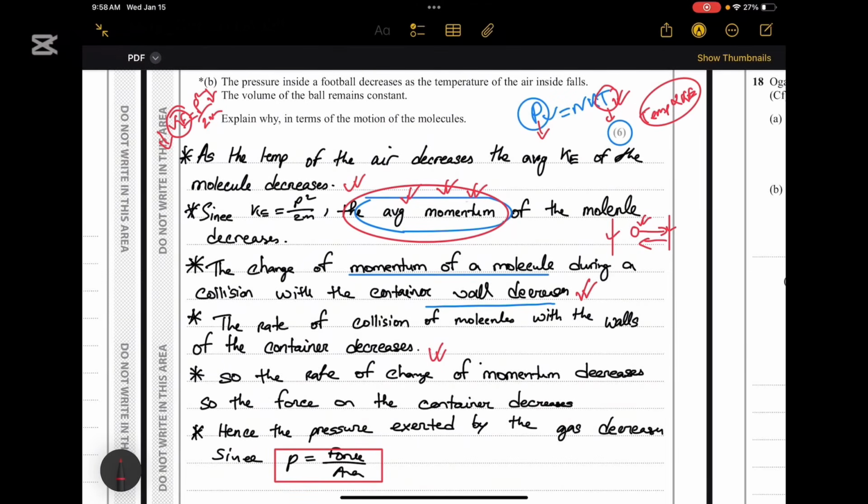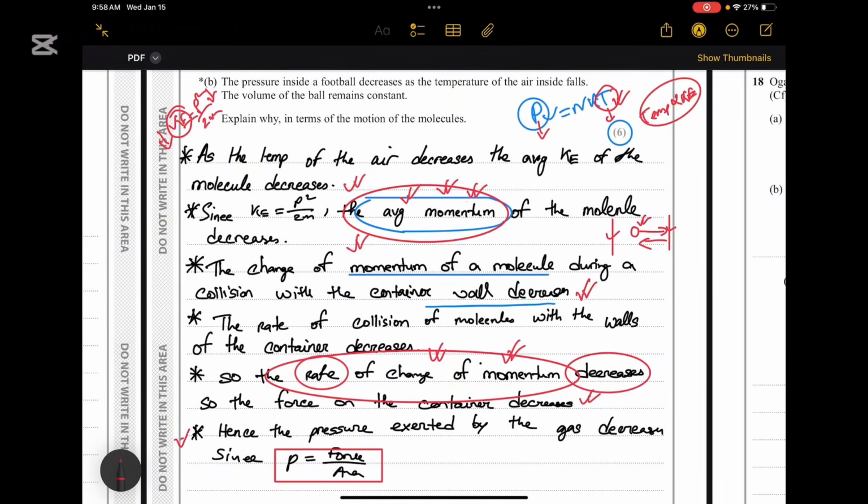Now as the rate of collision has decreased, we can say the rate of change of momentum has also decreased. The change of momentum has decreased as well as the rate of change of momentum. So we have to mention these 2 points. Why has the rate of change of momentum decreased? Because in a given period of time, it is colliding fewer times, so the change of momentum is not increasing that much.